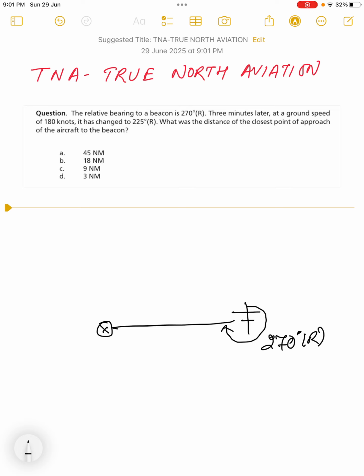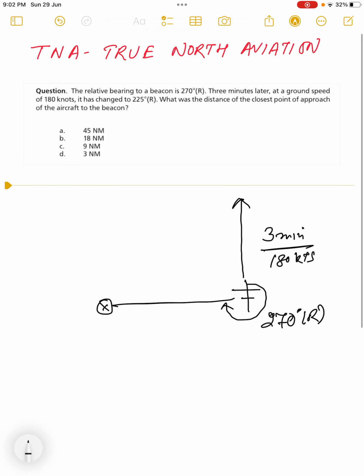Okay. 3 minutes later, at a ground speed of 180 knots, it changes to 225. 3 minutes later, the aircraft is going like this. The 3 minutes and the ground speed is 180 knots. And the relative bearing changes to 225. So this angle changes to 225. This angle is 225 degrees.